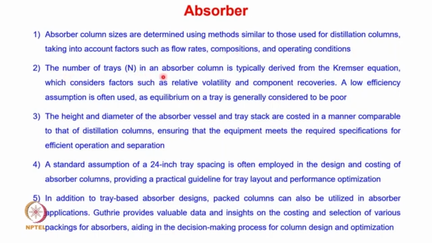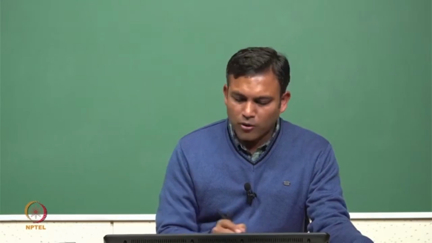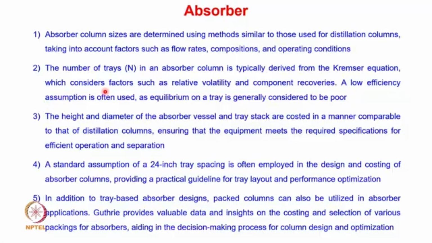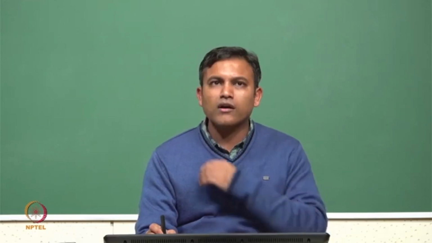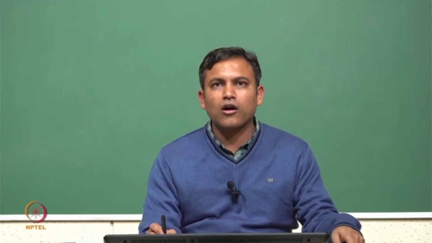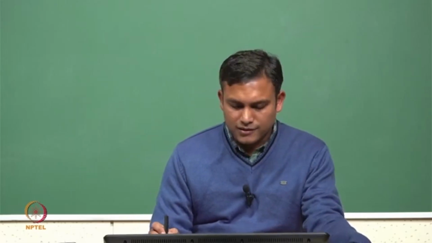The number of trays in an absorber column is typically derived from the Kremser equation. So remember, in the last session we have looked at the Kremser equation. Based on that, we can calculate the number of trays, which considers factors such as relative volatility and component recoveries. A low efficiency assumption is often used as equilibrium on trays is generally considered to be poor. Okay, so remember, whenever we are trying to find out the cost related to absorbers, the efficiency value is important here, because typically the efficiency of the absorber columns is much lower compared to the distillation.